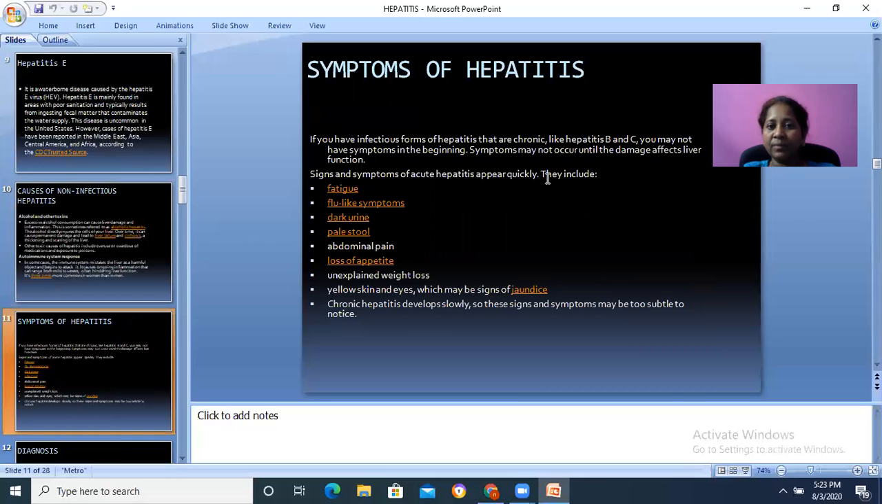Signs and symptoms of acute hepatitis appear quickly. They include fatigue, flu-like symptoms, dark urine, pale stool, abdominal pain, loss of appetite, unexplained weight loss, yellow skin and eyes, which may be signs of jaundice. Chronic hepatitis develops slowly, so these signs and symptoms may be too subtle to notice.